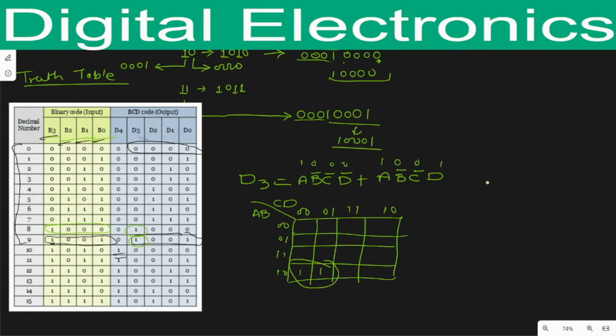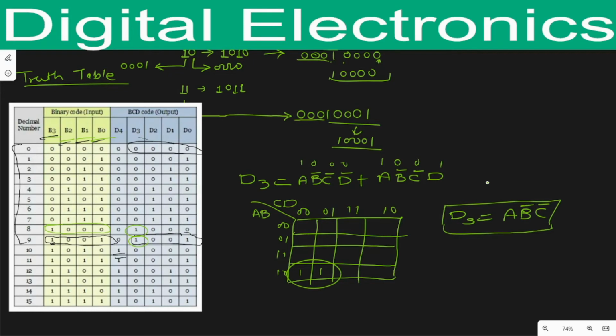So this one is the grouping of these minterms. What we will find in the output is D3 equals A, B bar, and from the column we will find C bar. So this one is the output equation for D3. In the same way, we will calculate the equation for D4, D2, D1 and D0.